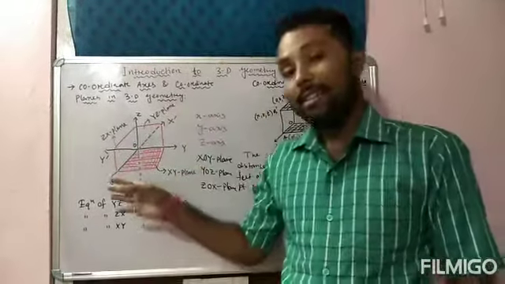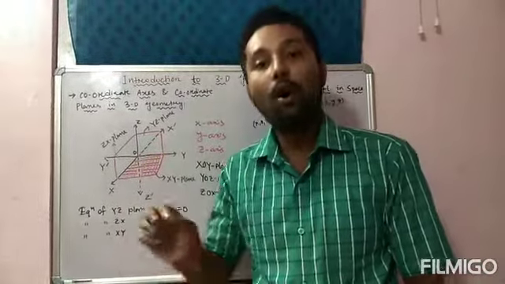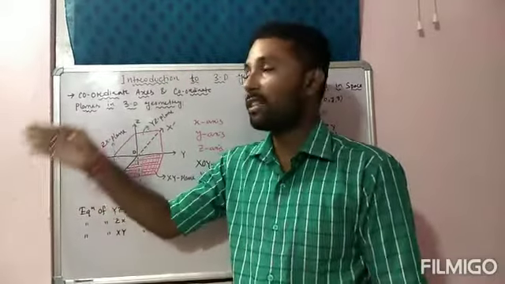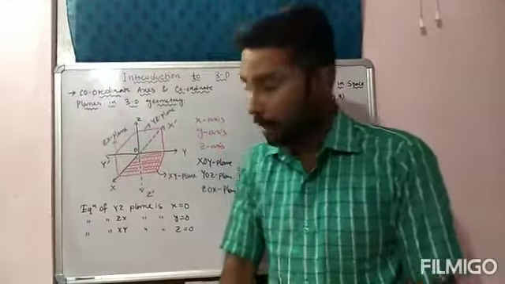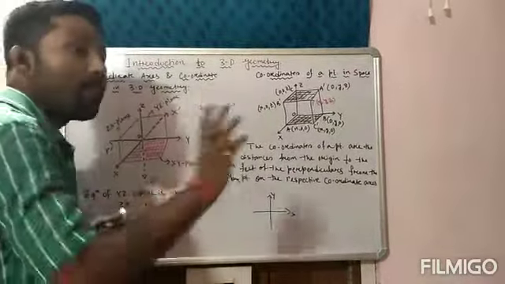These 3 planes divide the space into 8 parts. These are called what? Octants. First octant, second octant, third octant, fourth octant, fifth octant, sixth octant, seventh octant, eighth octant. Right? Now, from the figure, now we can say the equations.